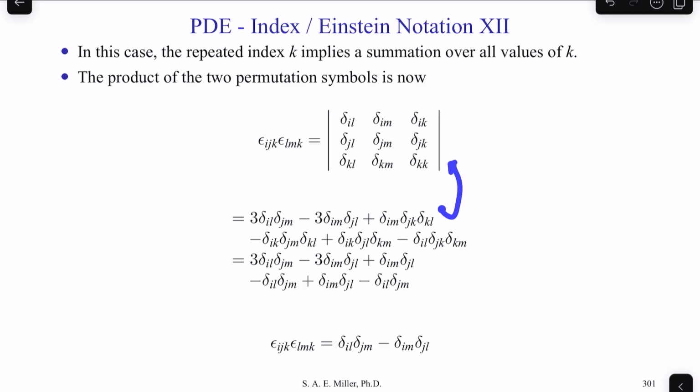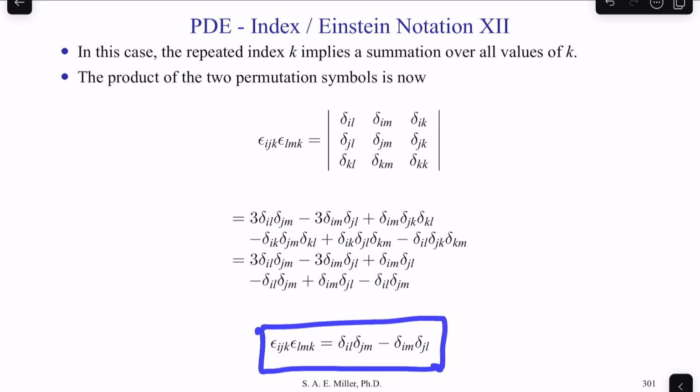Now, if we write that out down here, as I described, and you cross out delta ij's as 0 when two indices are not equal, you'll have this. Epsilon ijk, epsilon lmk goes as delta il, delta jm minus delta im, delta jl.